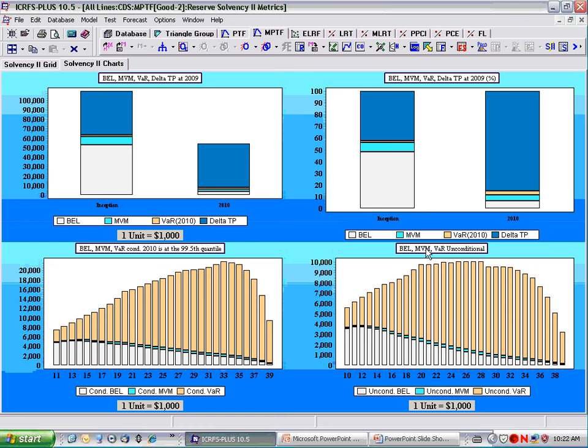Well, it's a bit hard to tell the difference in the graphs between the conditional VARs, MVMs, and BELs and the unconditional, and it's hard to tell from the scale. I think one needs to look more at the tables, but the delta BELs are very large, and that makes the delta TPs very large, as you can see from this picture. This is at inception, the total capital at inception. This is what you need for calendar year 2010, and that's for the subsequent years.